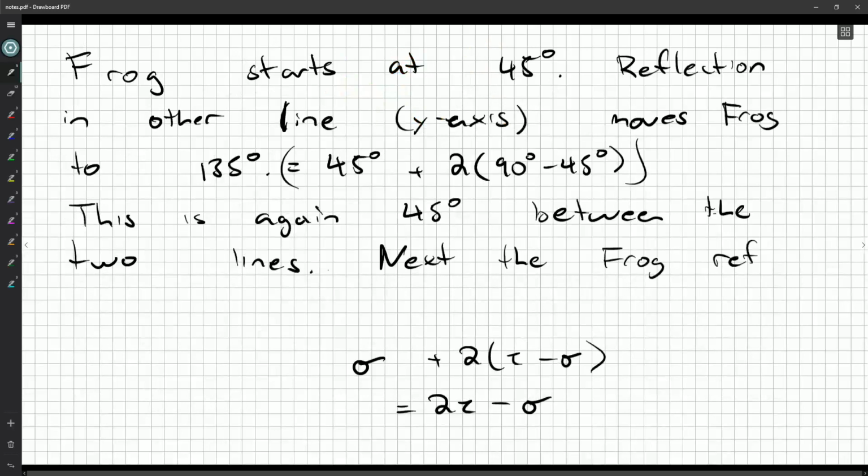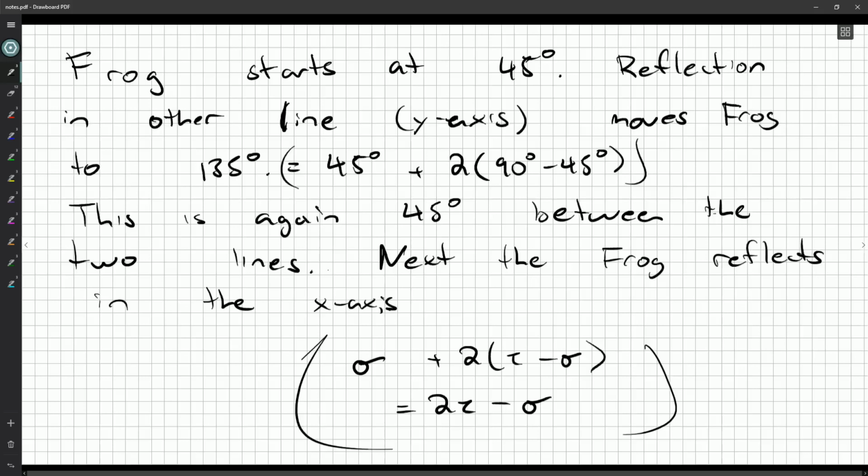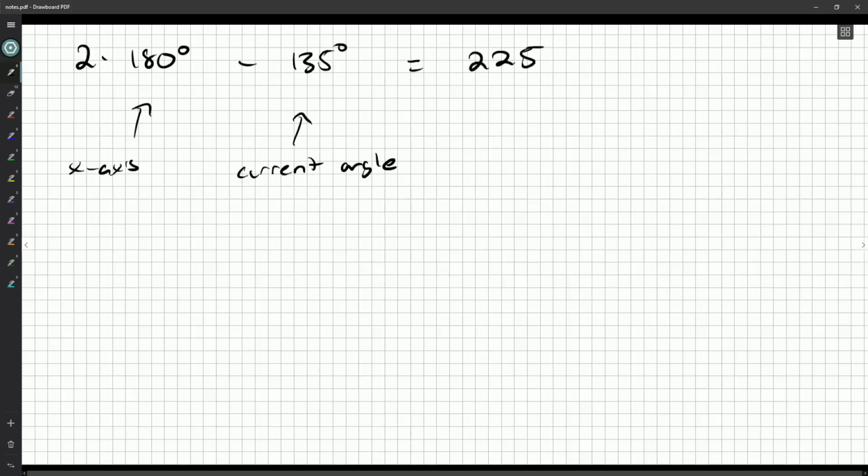So next, the frog reflects in the x-axis. So this is reflecting in, I guess we could say, the line 180 degrees. So it moves to 2 times 180 degrees, because this comes from the x-axis, minus 135 degrees, the current frog angle, and that'll be 225 degrees.